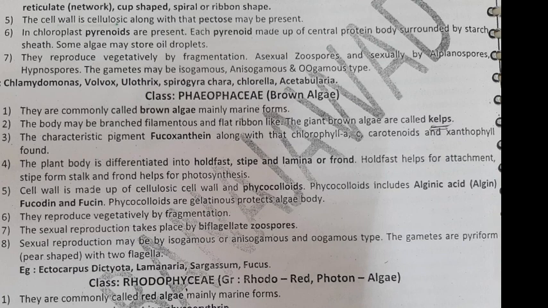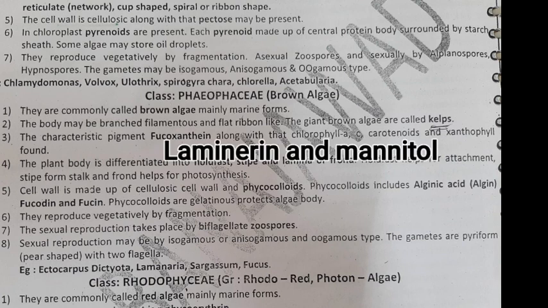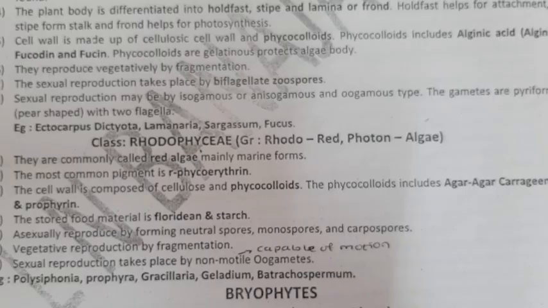Okay. The examples for Phaeophyceae are Ectocarpus, Dictyota, Laminaria, Sargassum and Fucus. These are the examples of Phaeophyceae. Here you have to remember the reserve food materials present in the case of these algae, that is laminarin and mannitol. I didn't mention it here, but remember that one, laminarin and mannitol are present.